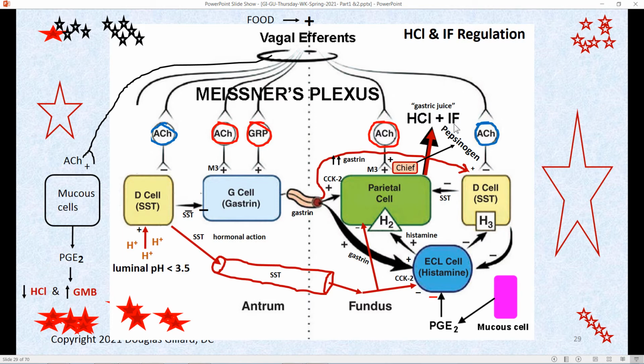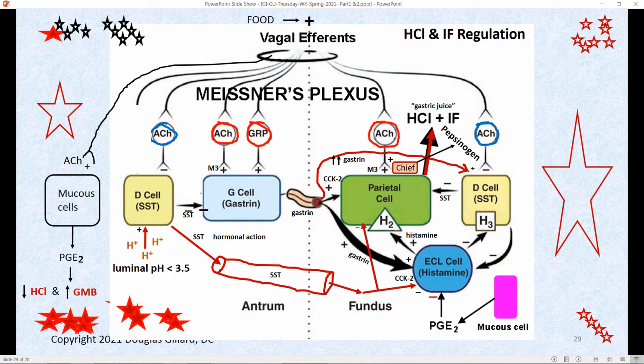And intrinsic factor is not really important. It also can bind to chief cells. We're not going to worry about that. So, what else does gastrin do? We already said what it does. It also swims over and binds to ECL cells, causes it to release histamine. Histamine binds to the H2 receptors, and that double stimulates parietal cells to make hydrochloric acid.